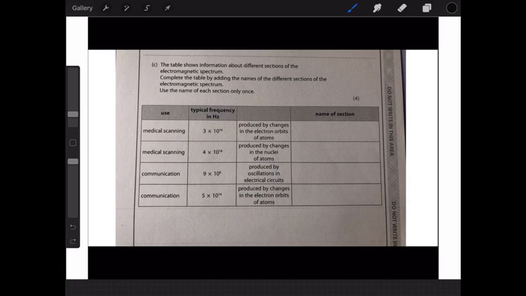So reading the information, I know this is a question about the electromagnetic spectrum and I've been given lots of bits of information. The first thing I'm going to do is remind myself and think about the core knowledge of what's in the electromagnetic spectrum.